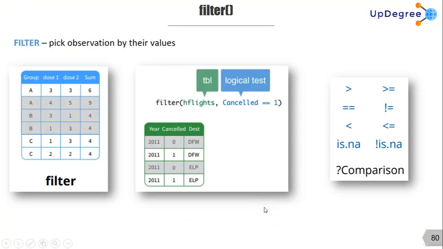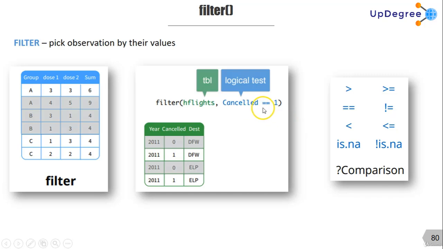Now let's discuss the filter function. What it does is pick observations. An observation is nothing but a row. So it picks rows by their values, and you can pass a lot of different kinds of conditional statements for how you want to choose these rows. Suppose we talk about this one, which is about the H-flight. On H-flight data, you want to take only those rows where the flight was cancelled. So cancelled equal to 1 is your logical test, and you are asking: give me all those rows where the flight was cancelled.